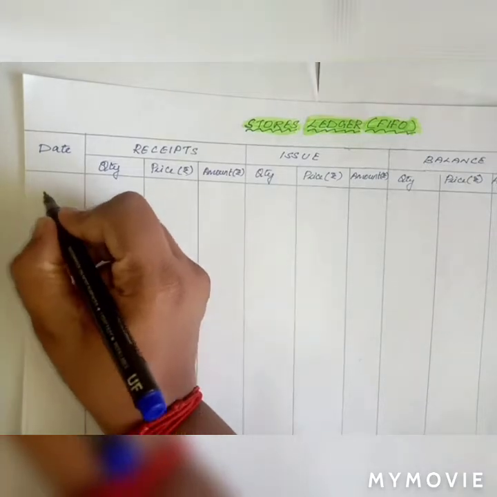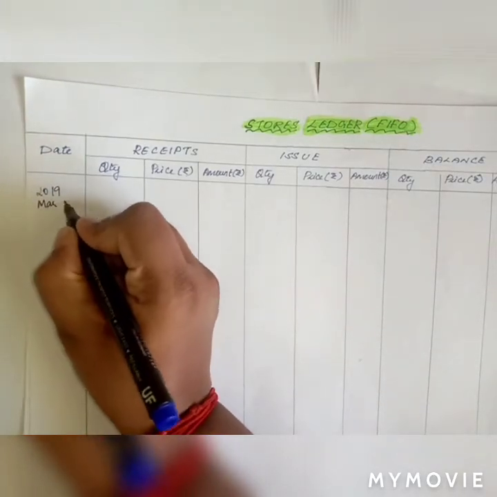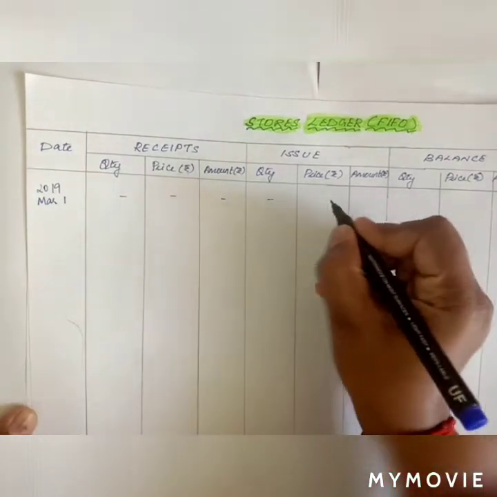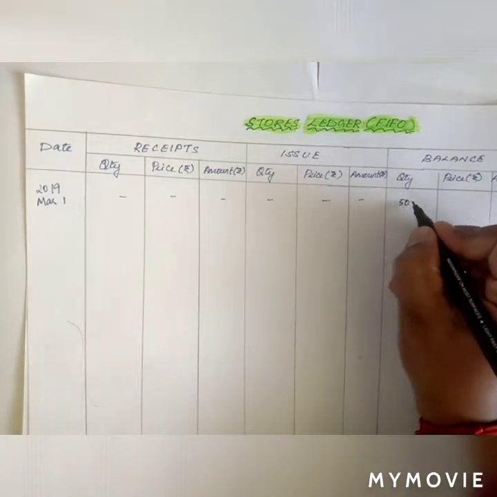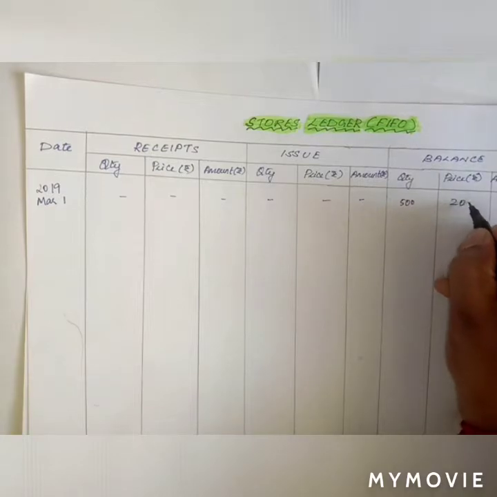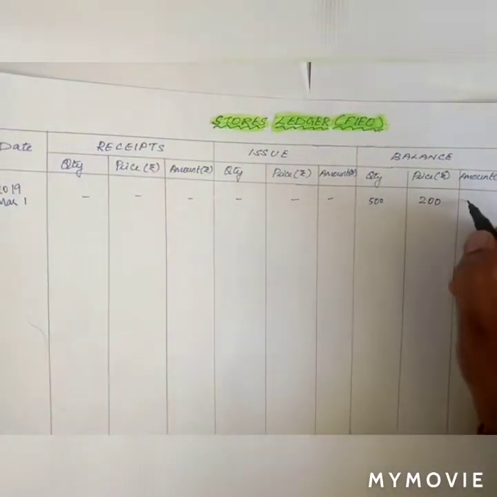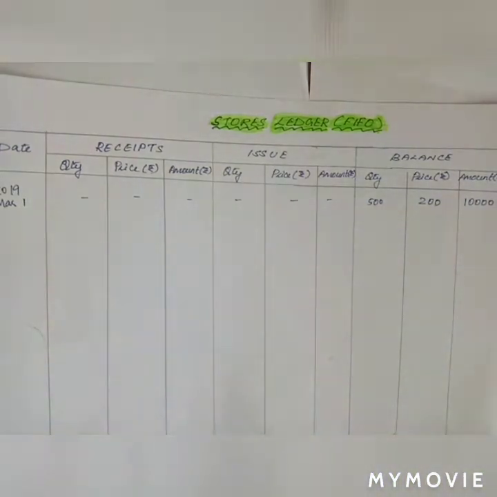In the date column you can write 2019 March 1st. It is not a receipt, it is opening balance. Therefore, you can write directly here. So we have 500 tons at rupees 200 each. Therefore, it works out to be 1 lakh.